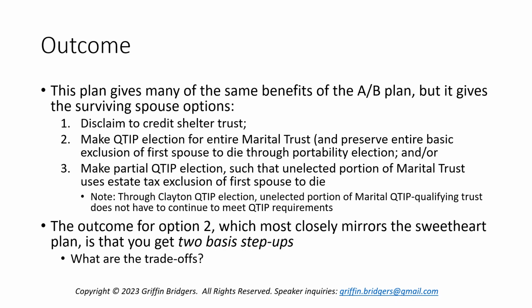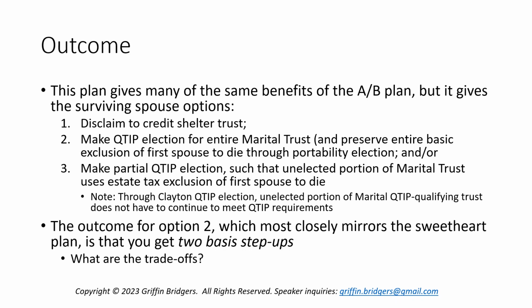They can disclaim to a credit shelter trust. They can make a Q-tip election for the entire marital trust, because portability now allows us to make a Q-tip election in excess of what's needed to zero out the estate tax. In doing so, they could preserve the entire basic exclusion amount of the first spouse to die through the portability election and pass that on.